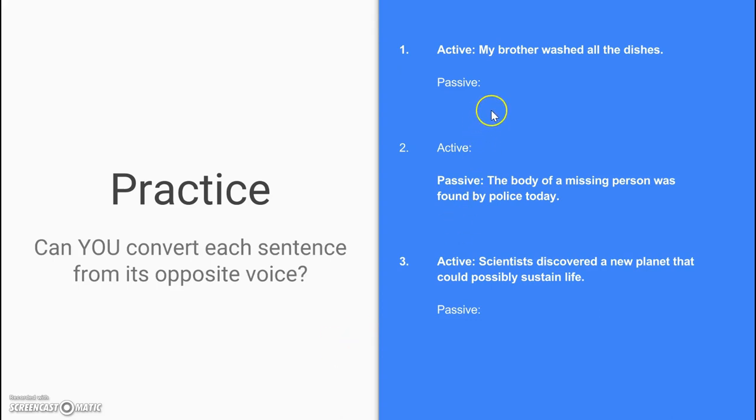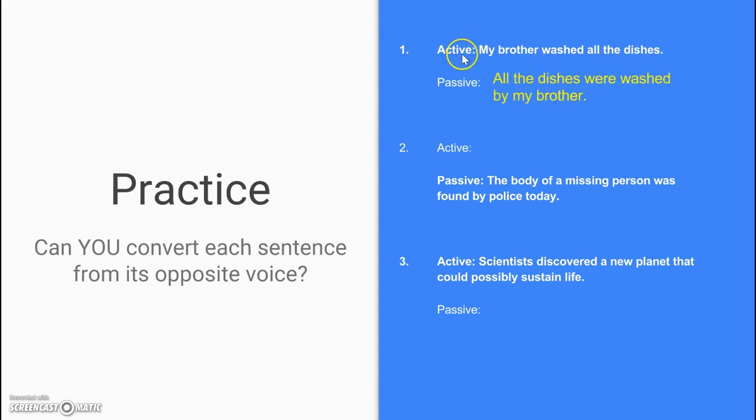Now let's try writing. For each of the sentences given, I'd like you to try to write the opposite in passive voice, or at least be able to tell me what the opposite is. So if you want to pause the video and try it yourself, you can do that now. Or if not, take a look at my examples. In active voice, "my brother washed all the dishes." The passive inverse would be, "all the dishes were washed by my brother."